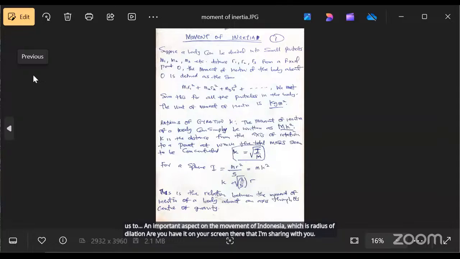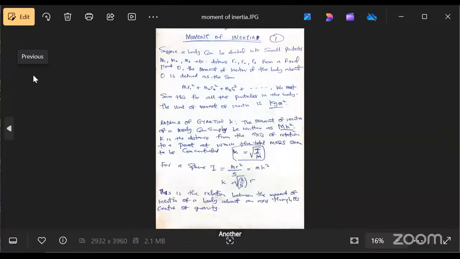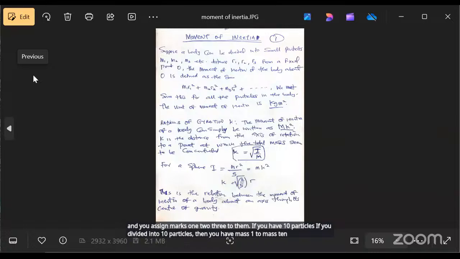So when we want to discuss moment of inertia, for us to really appreciate this, we want to assume that we have a body that is divided into small particles. When it is divided into small particles, you can say this particle is mass 1, another one is mass 2, another one is mass 3, and so on. If you have 10 particles, then you have mass 1 to mass 10.